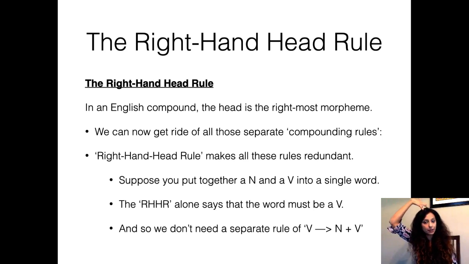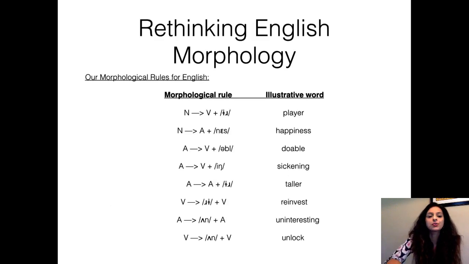Extend your right hand, put it on your head. That's the only rule that you need to remember for prefixation, suffixation, and compounds, right? But most importantly for compounds, the head of the compound is the rightmost morpheme, right? So we don't need separate rules for each of the different compounds that we saw. We only need the right-hand head rule.